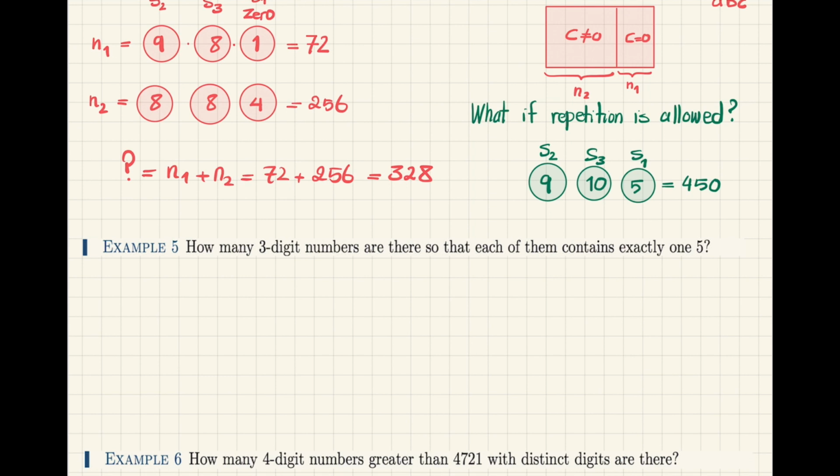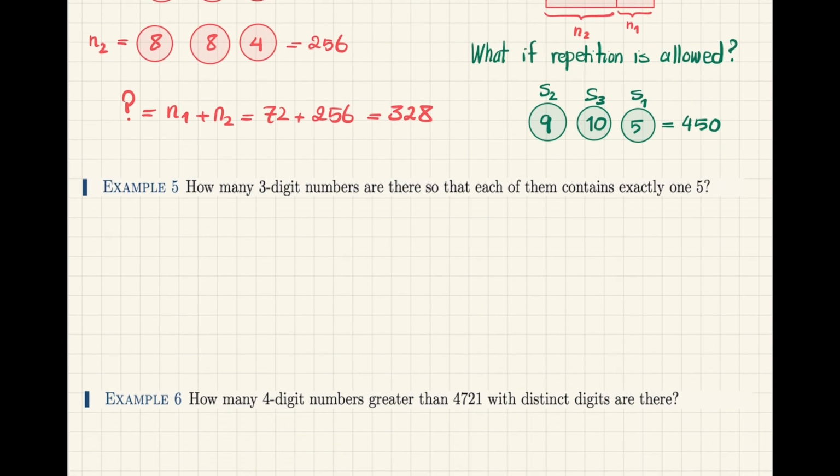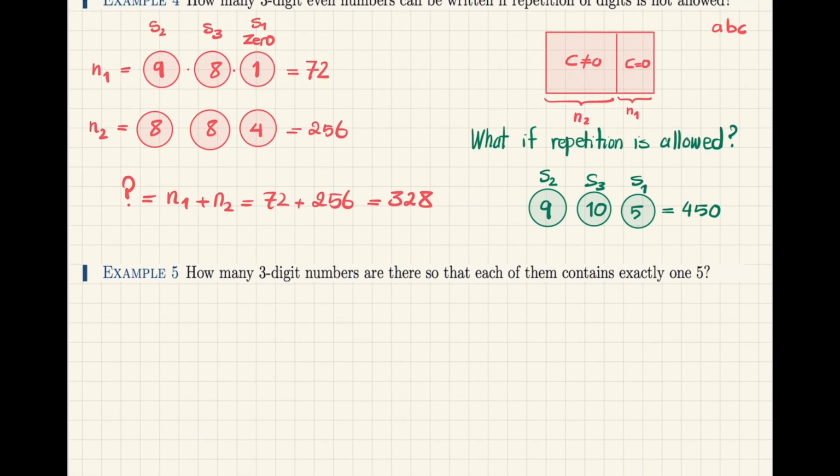How many 3-digit numbers are there so that each of them contains exactly one 5? Reading this sentence, exactly one 5, let me draw a diagram for myself. I want to draw a 3-digit number. Let me write the 3-digit number ABC. I'm only allowed to put one 5.